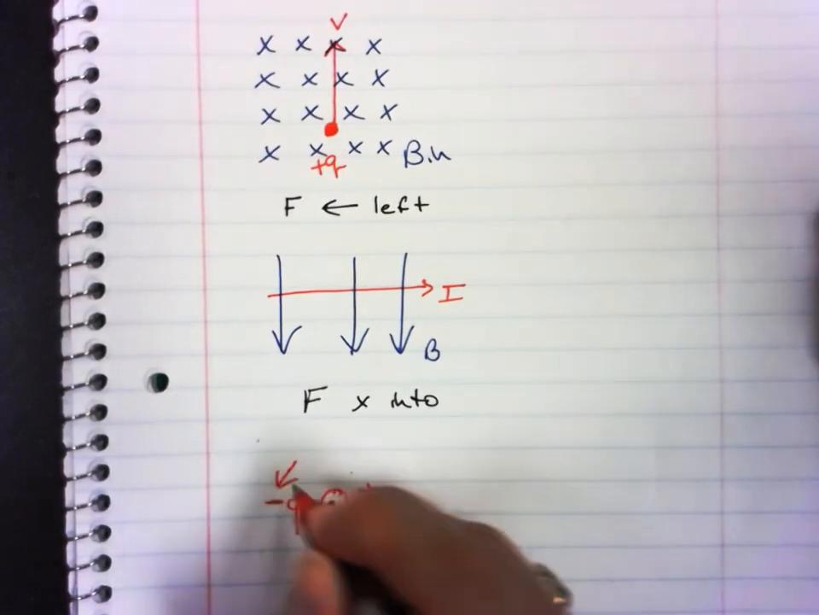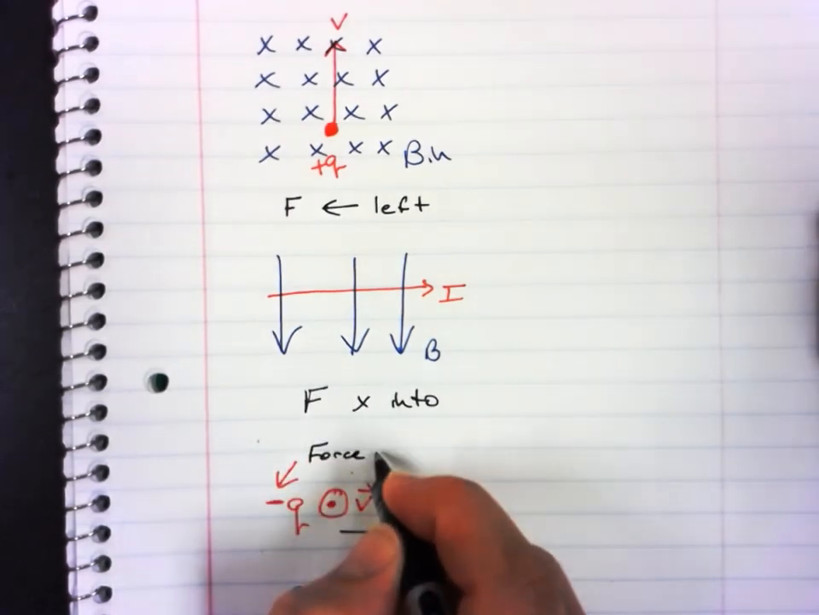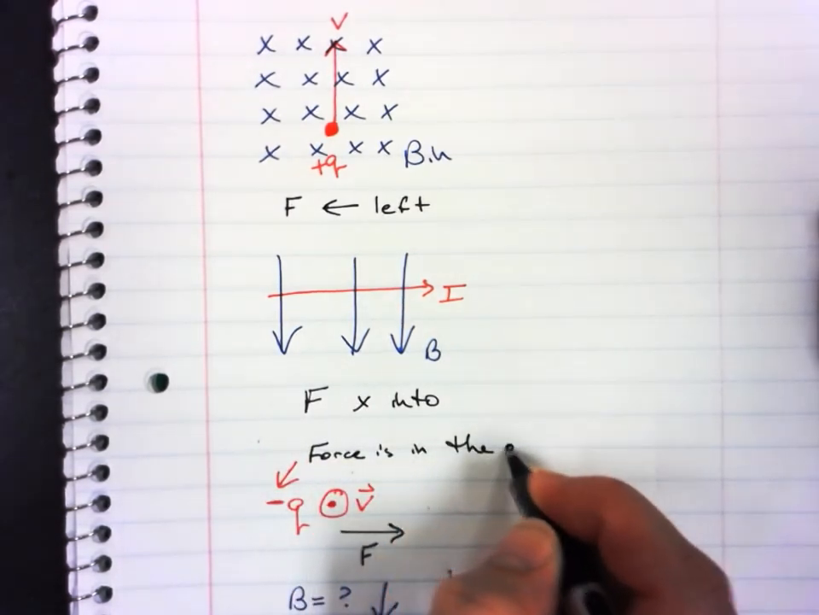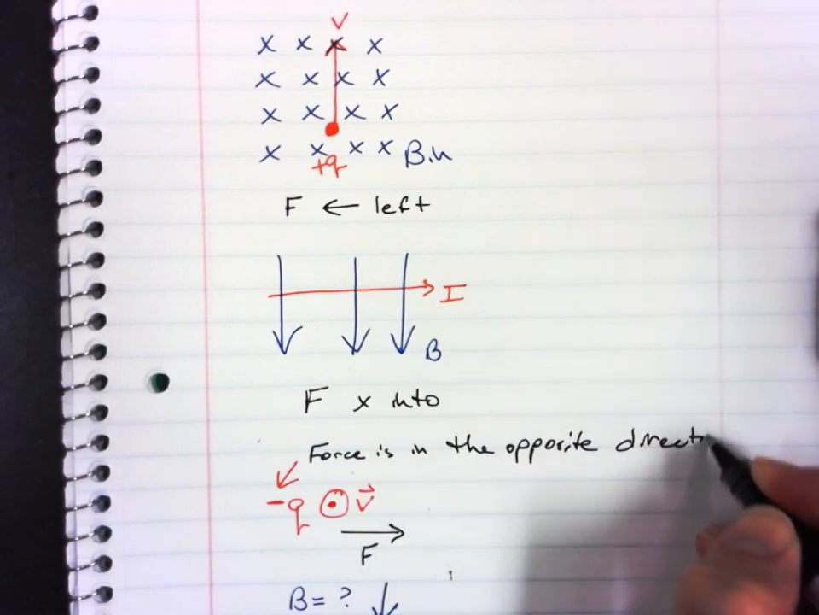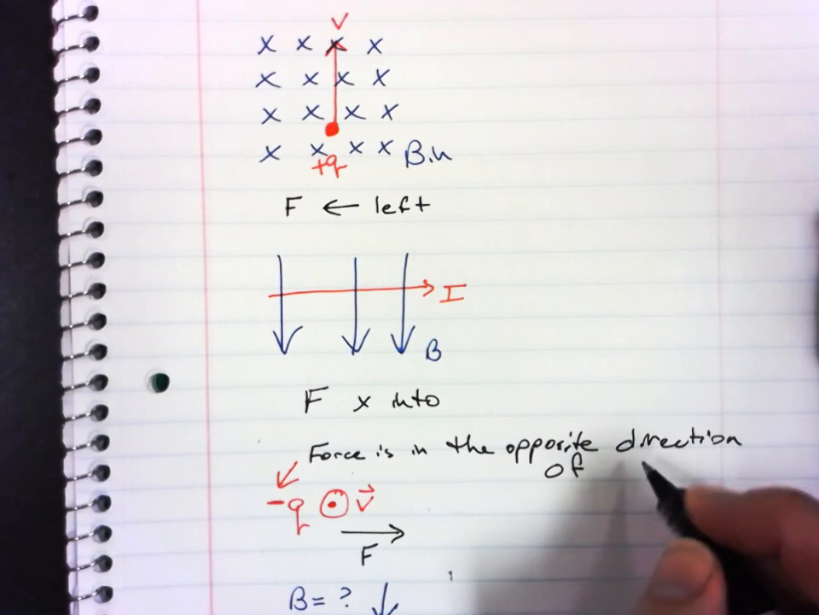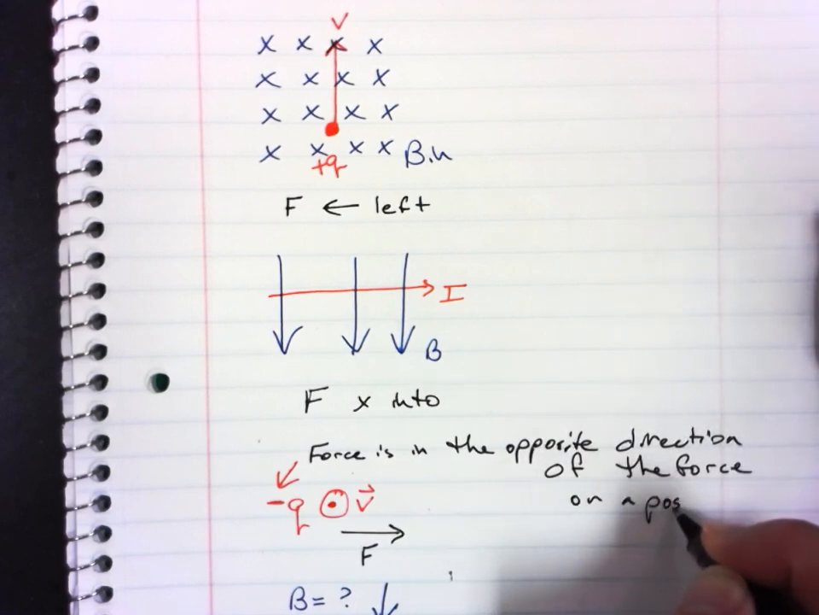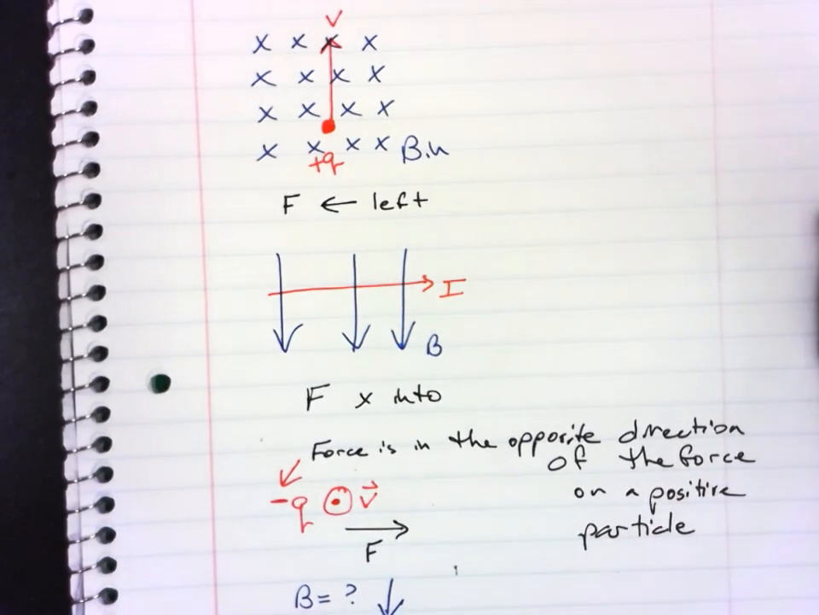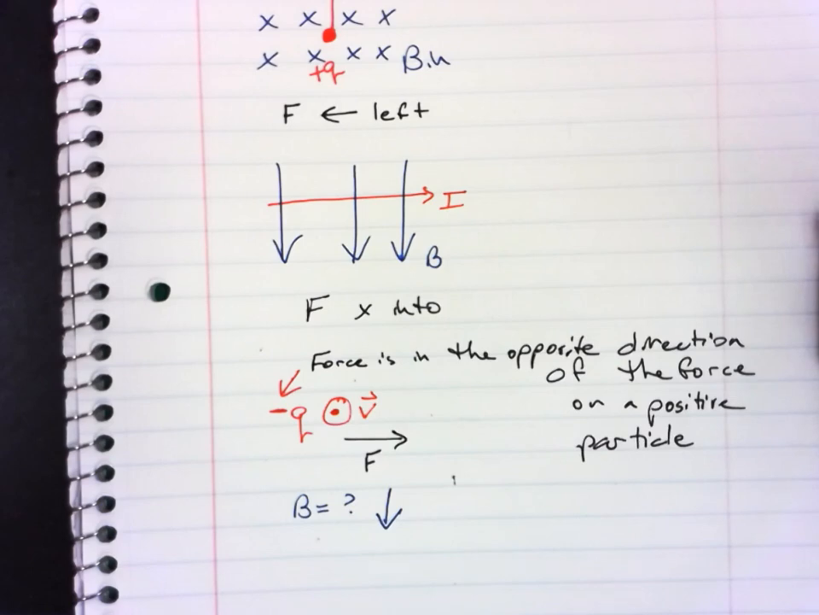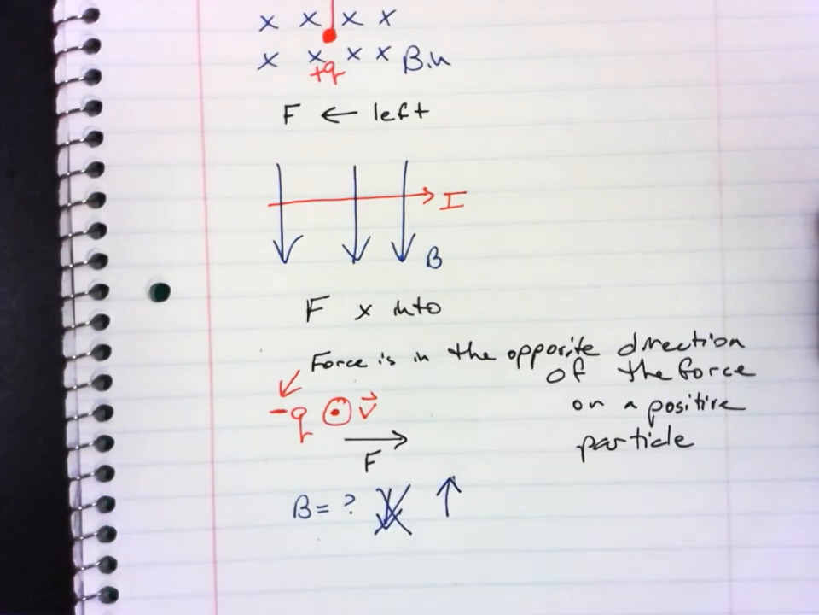If it's negative, the force is in the opposite direction of the force on a positive particle. You don't need to change anything. You use the same right-hand rule to figure this out, but when you get your answer, you do the opposite.